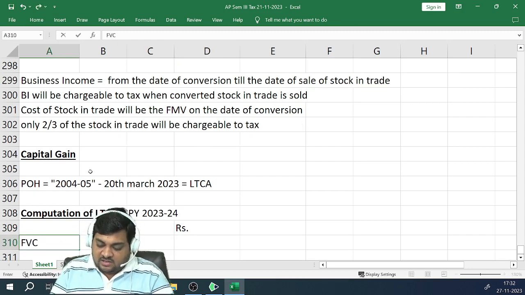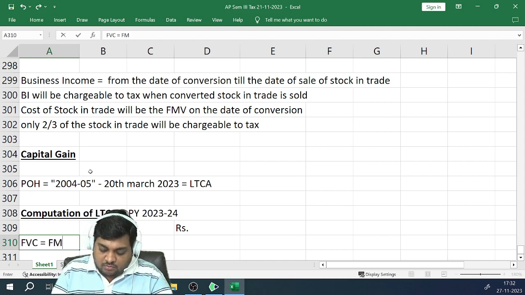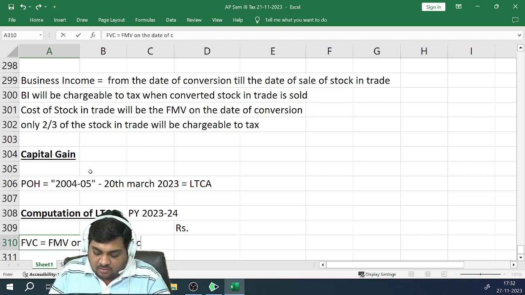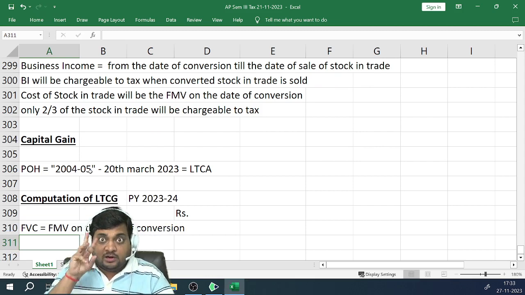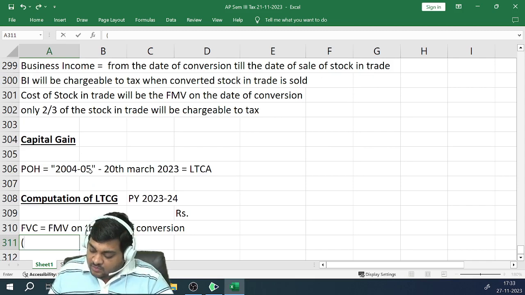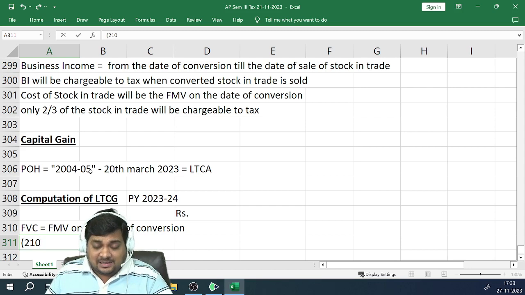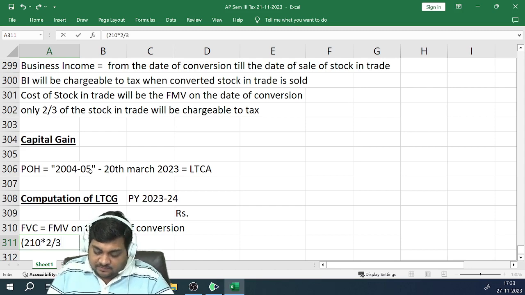Full value of consideration equals fair market value on the date of conversion. Only 2/3, right? So we have 210 lakhs into 2/3.